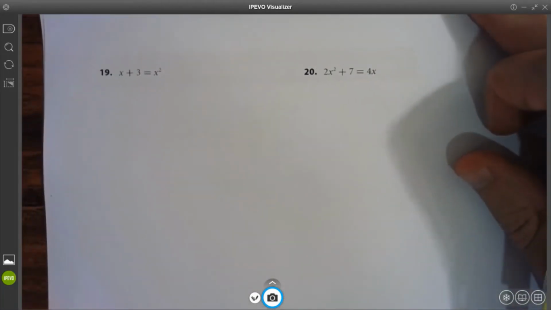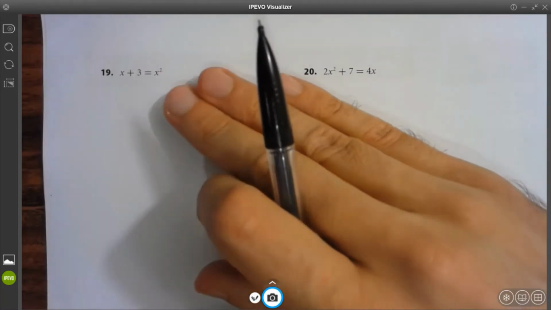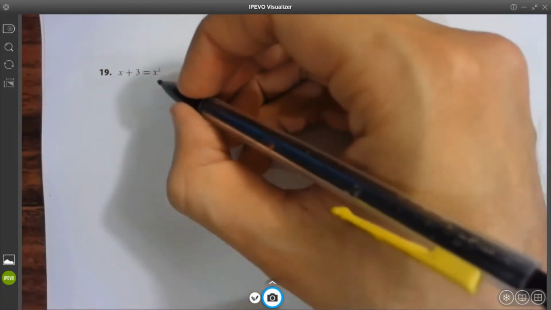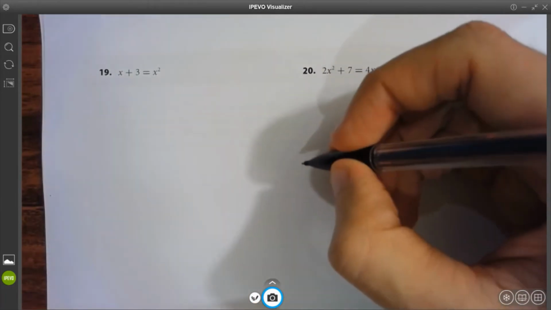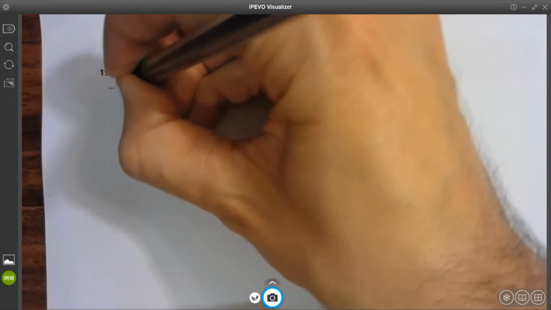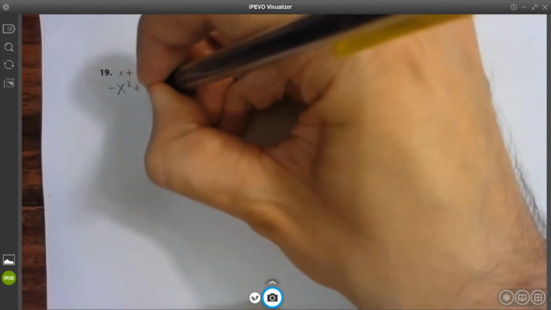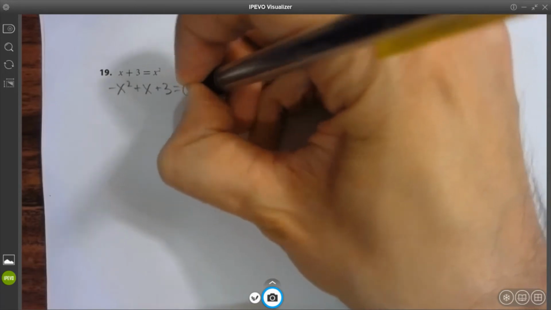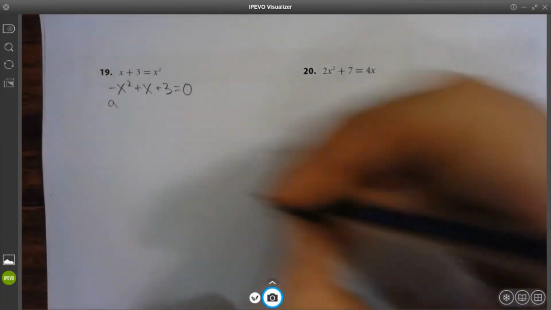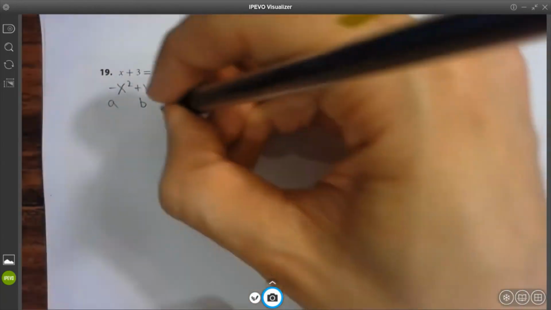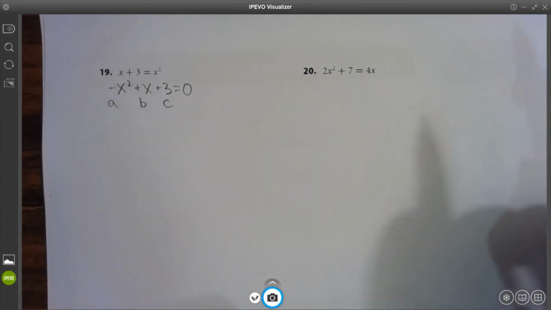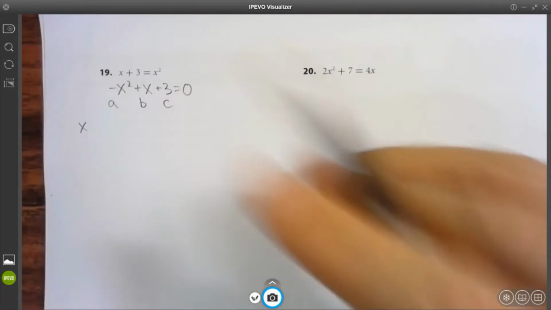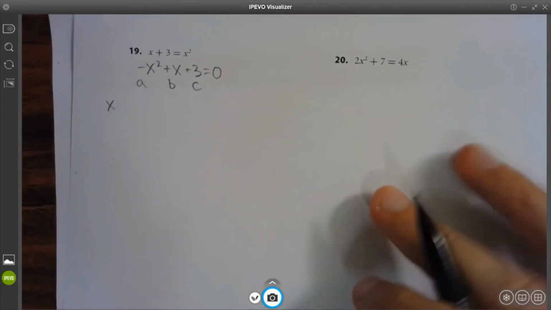Look at number 19. At least the numbers are small. Okay, no problem, but they're not set up correctly. So let's go ahead and move x squared to the other side. We're going to subtract x squared from both sides and get negative x squared plus x plus 3 equals 0. So we have an a value of negative 1, a b value of positive 1, and a c value of 3. So pause and try it if you have not already. Let's start filling it in. I'm worried that we don't have enough space for this one. I'll try to write smaller.